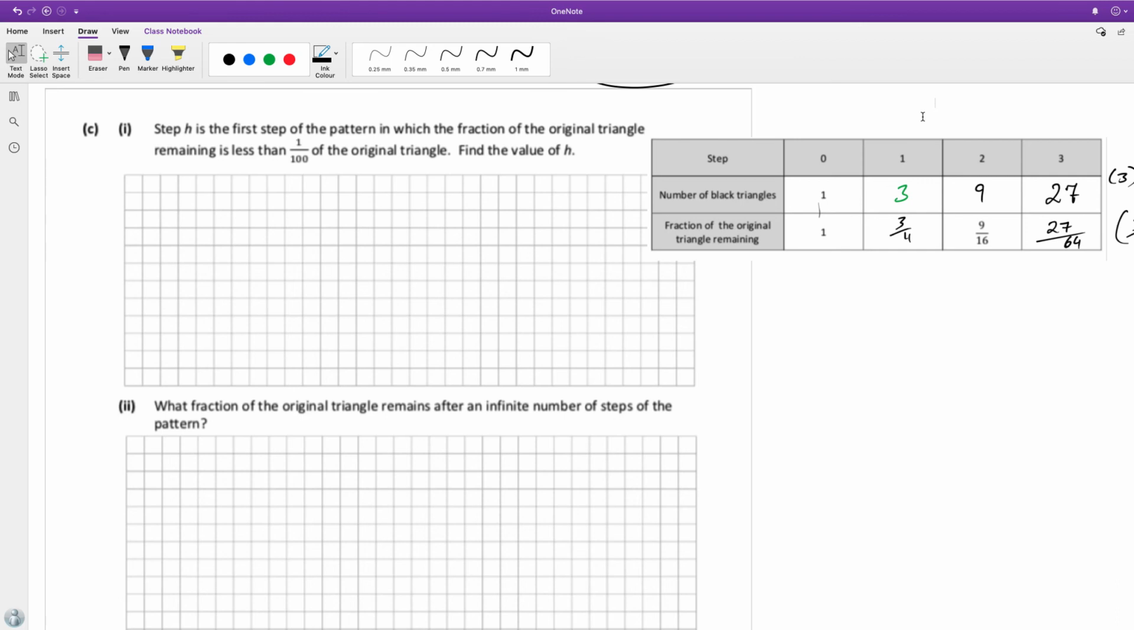Step h, the first step of the pattern in which the fraction of the original triangle remaining is less than 1 over 100 of the original triangle. Find the value of h. Go on, find the fraction of the original triangle remaining less than 1 over 100. It's the exact same question. They asked you twice in a row. So the first time they were looking for you to use this one. Next time they were looking for you to use that one. Right, let's see what we learned the last time. Hopefully you're all paying attention for the second question in a row.